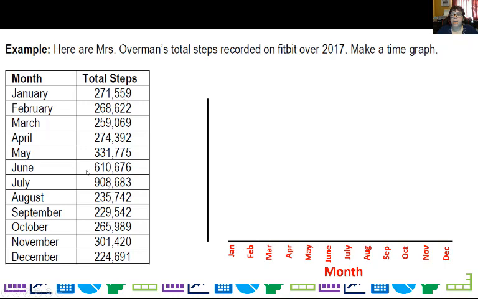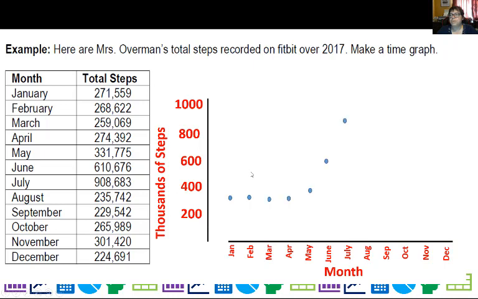The highest value I have is 908,683. So let's kind of just go to 1,000,000 steps. And that would look like this, because these are in thousands of steps. I don't want to put the 000. It's just too long a number. So this is 1,000 thousand steps, which is 1,000,000. This would be 800,000, 600,000, 400,000, 200,000. Then I would just plot each point as we go along and connect the dots.